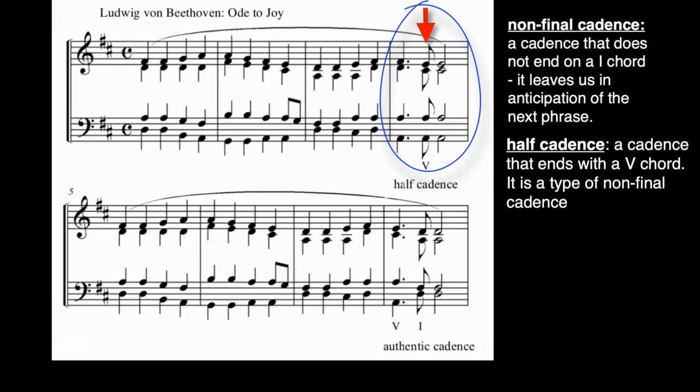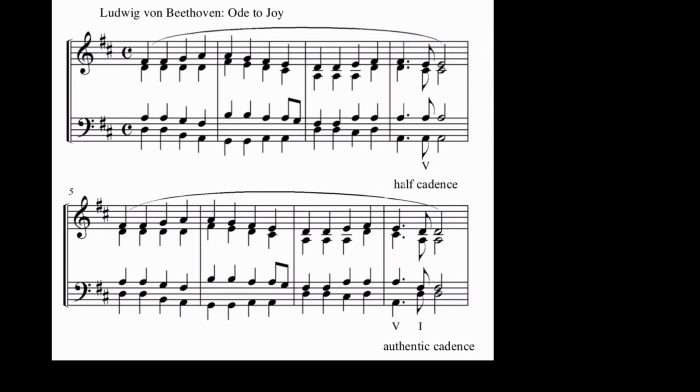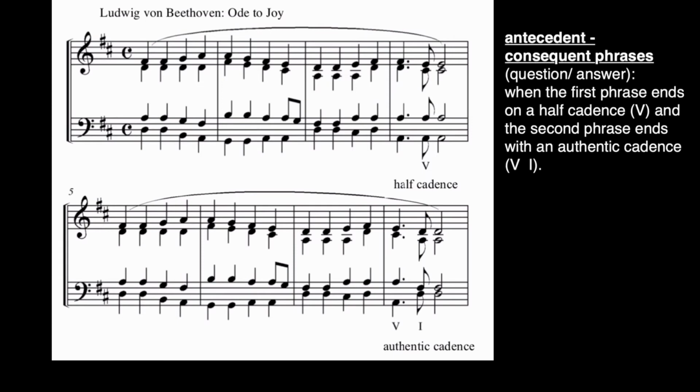So that's the half cadence. Listen to the second phrase now, which ends with a much more final sound by using the authentic cadence 5-1. And phrases that are paired in this manner, with the first ending on a half cadence and the second ending with an authentic cadence, that's called an antecedent consequent, or a question and answer.